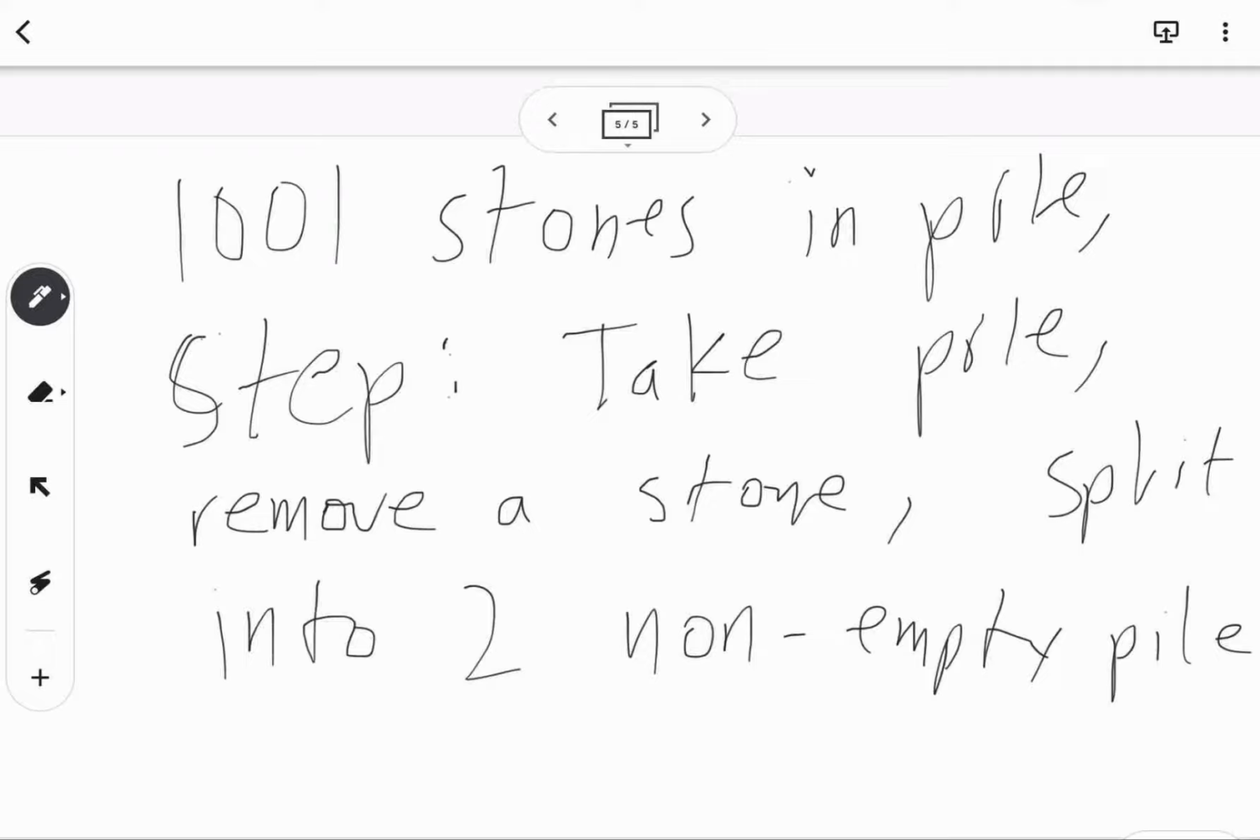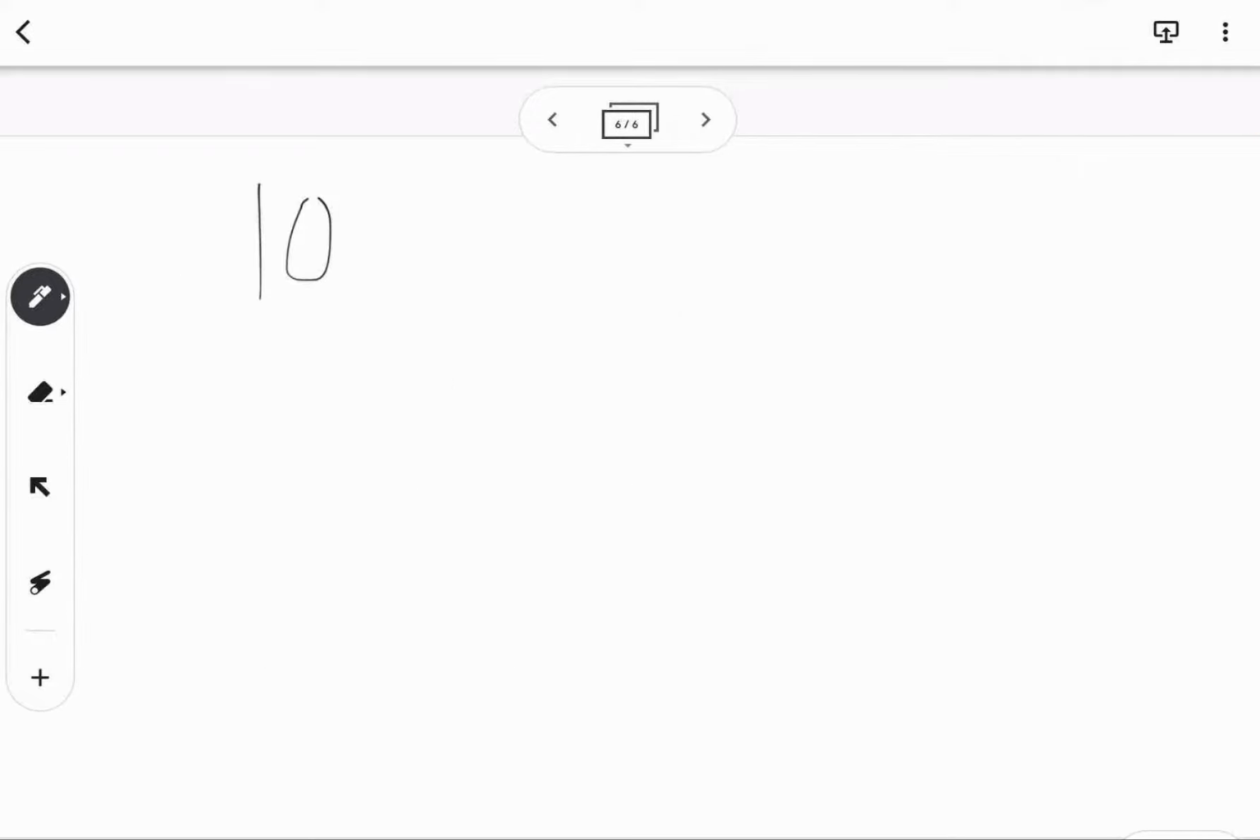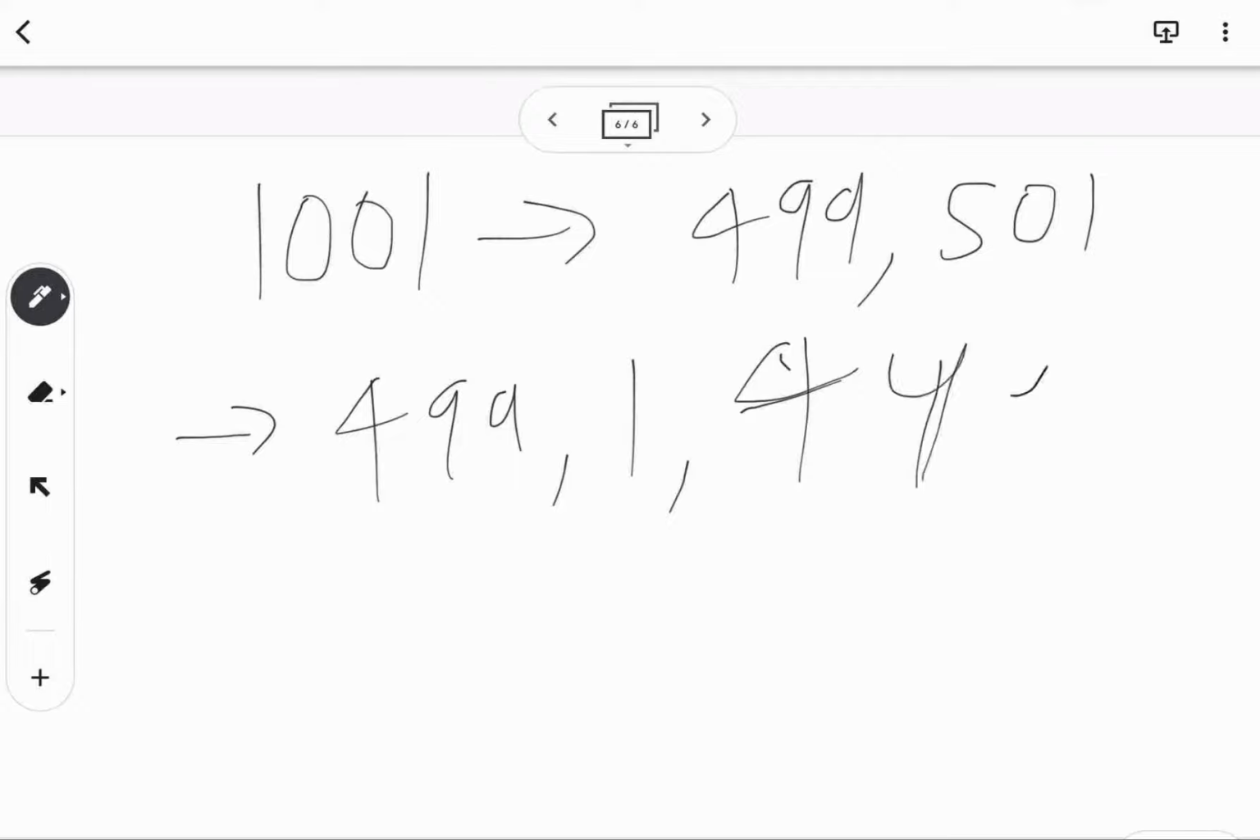Okay, so why don't we look at some examples? If we start from a pile of 1001, then we can go to something like 499 and 501, right? And we can keep on doing this. We can go to something like 499 and 1, and let's say 499 again. And it's really not clear at this point what type of invariant you would want.